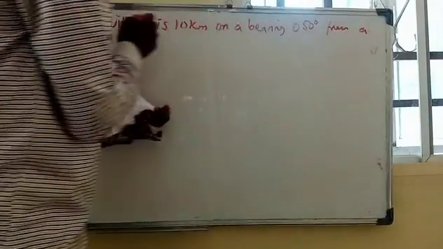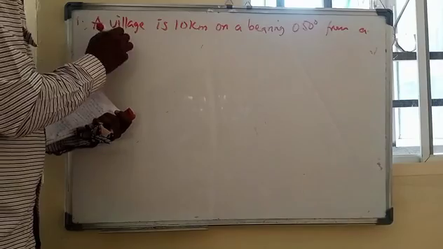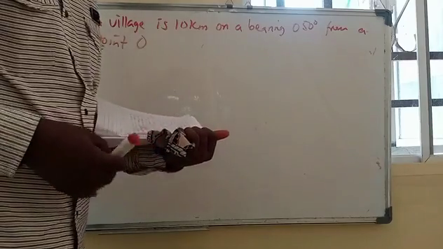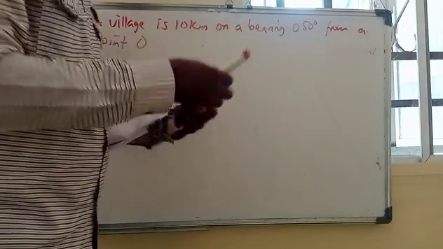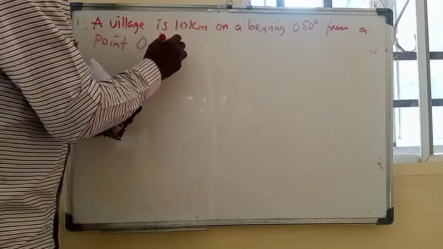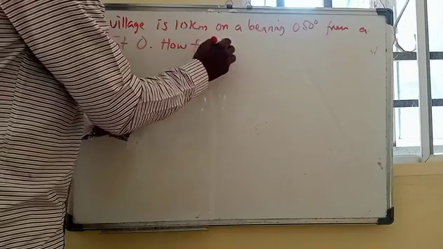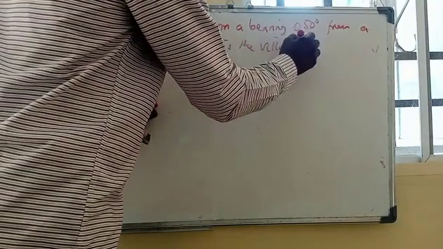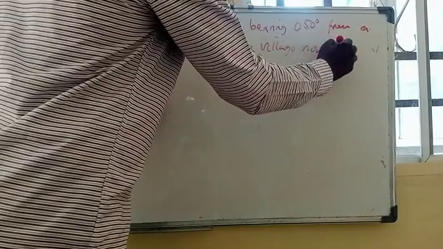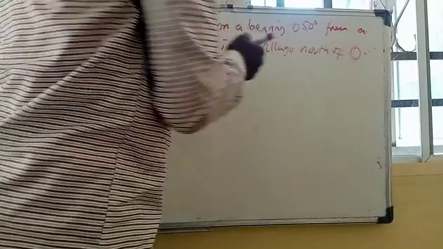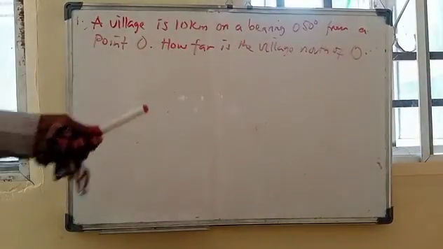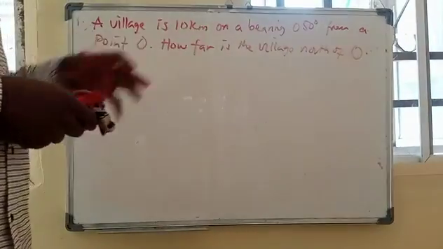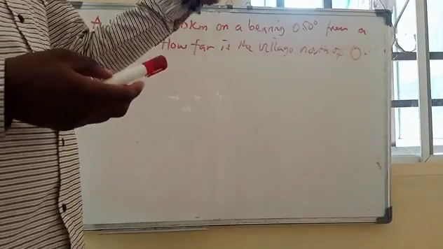A village is 10 kilometers on a bearing of 050 degrees from a point O. Then how far is the village north of O? So how do we go about this?